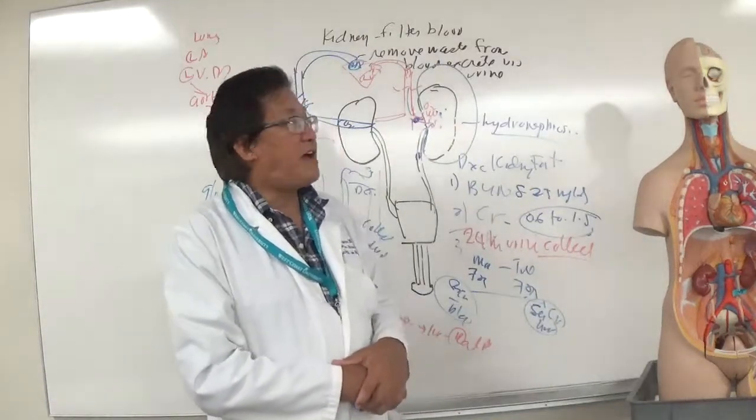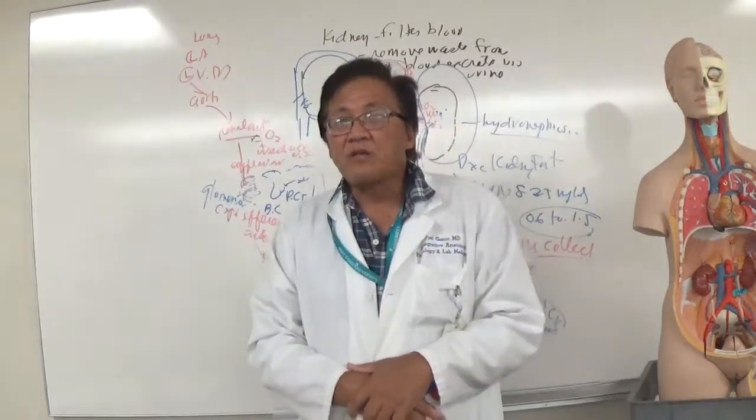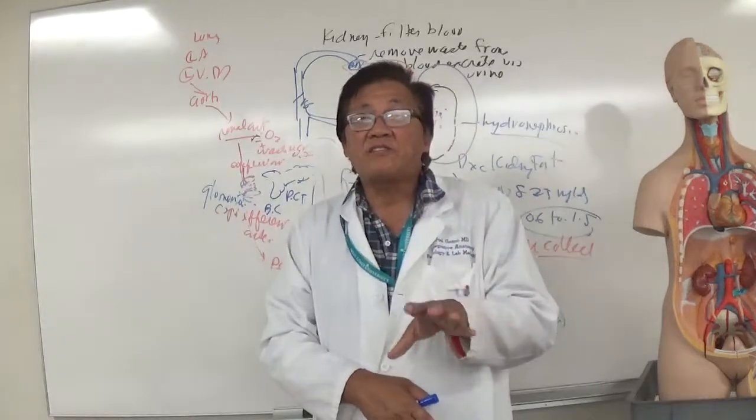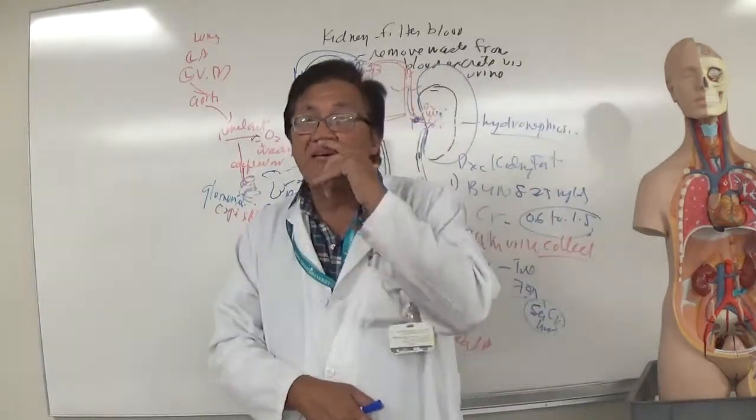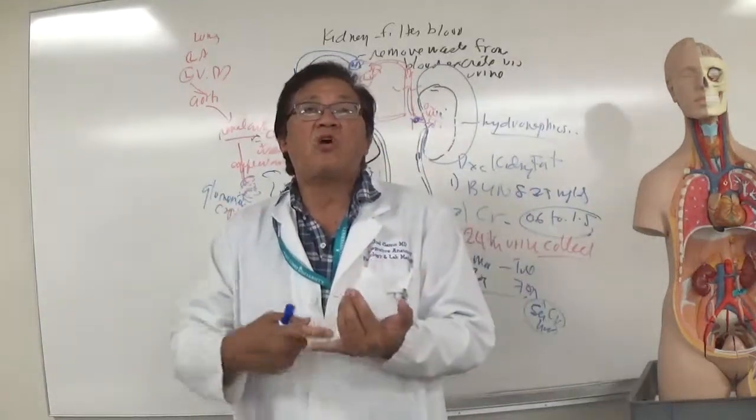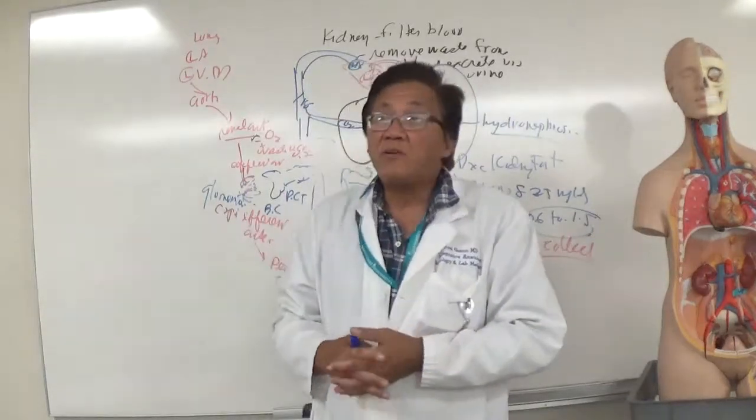So the idea, therefore, is that you have to know what is causing the failure. Is it pre-renal, intrarenal, or post-renal? Then it becomes recurrent, like kidney stones, diabetes. It may end up with end-stage renal disease.